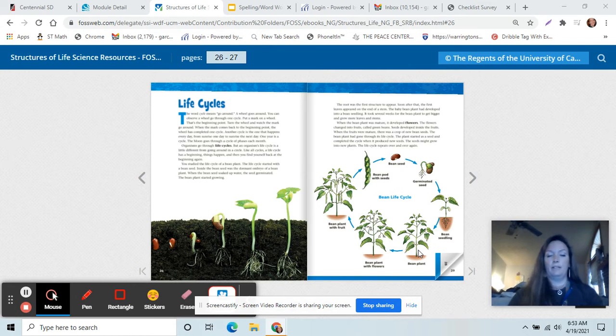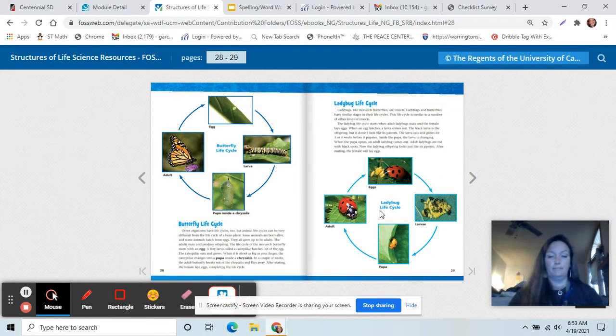So last week we planted seeds, and we are about to observe and investigate how the life cycle of a bean takes place. So I'd like to read more to you about different life cycles.